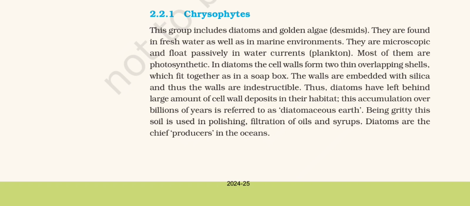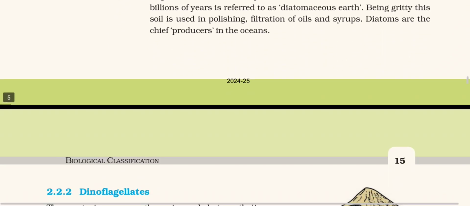Thus, diatoms have left behind a large amount of cell wall deposits in their habitat. This accumulation over billions of years is referred to as diatomaceous earth. Being gritty, this soil is used in polishing, and filtration of oils and syrups. Diatoms are the chief producers in the oceans.